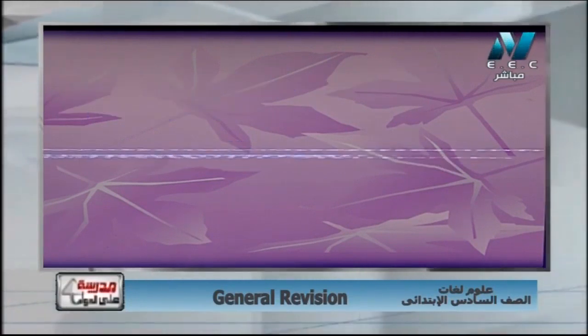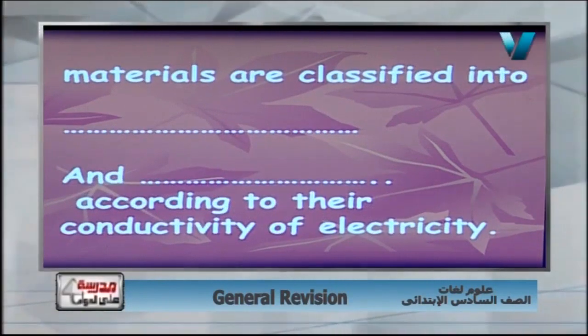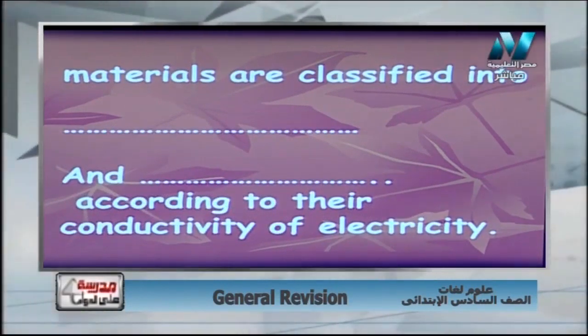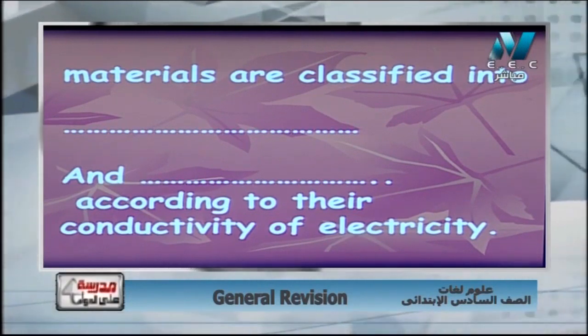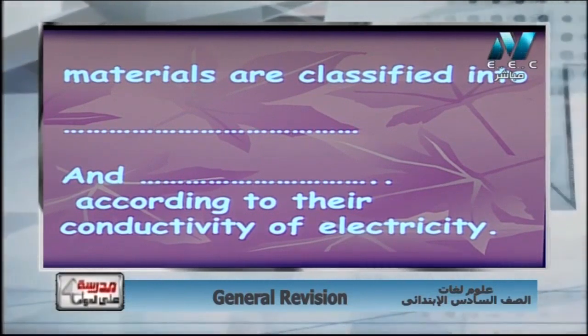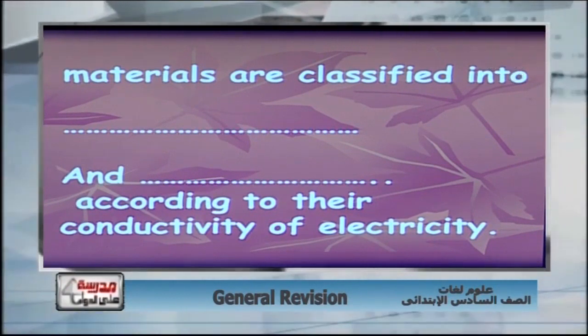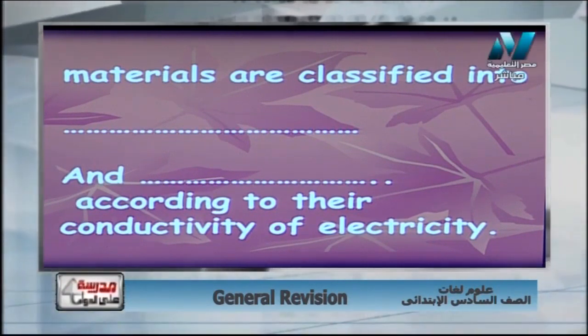Another question says, materials are classified into two types, which are point and point, according to their conductivity of electricity.